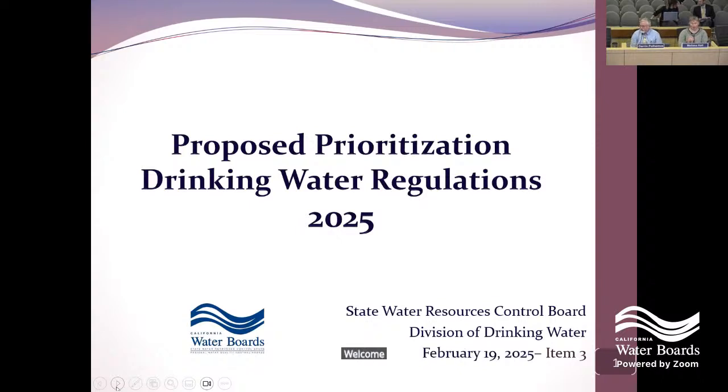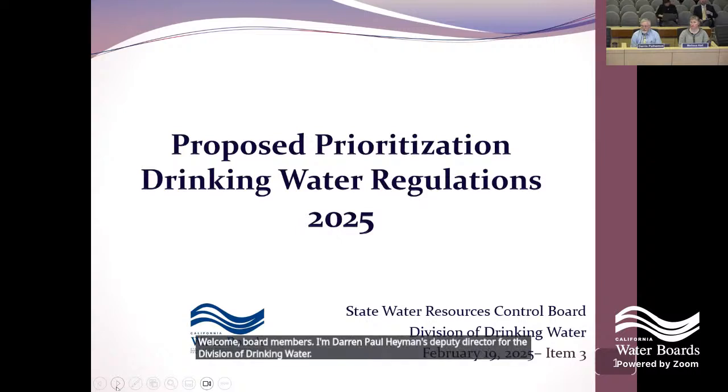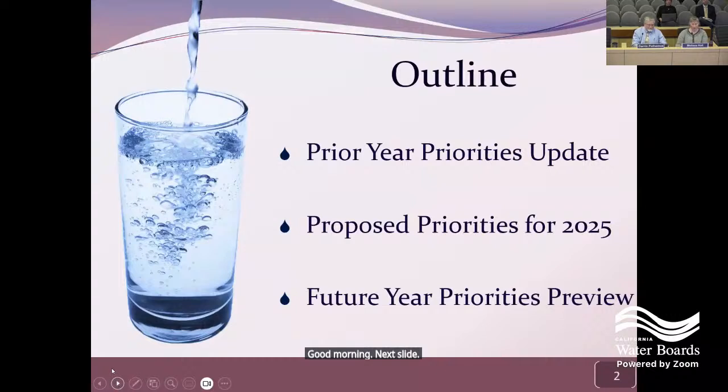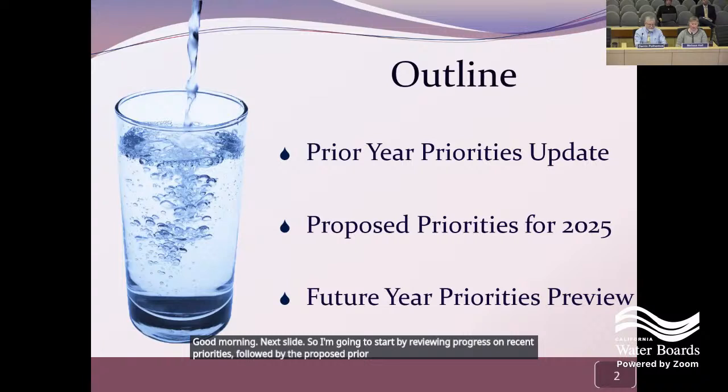Welcome, board members. I'm Darren Polhamus, Deputy Director for the Division of Drinking Water, and we are going to do our annual run-through of proposed drinking water regulations. A couple little changes that we'll describe this year as we go through it, but a lot of familiar stuff. But I will turn it over to Ms. Hall, who will do the bulk of the presentation for us. Good morning. Next slide. So I'm going to start by reviewing progress on recent priorities, followed by the proposed priorities for this year, and then finish with a preview of future year priorities. Next slide, please.